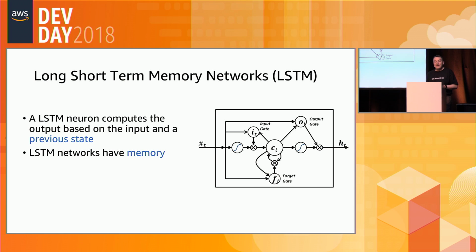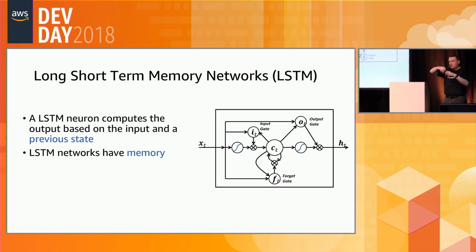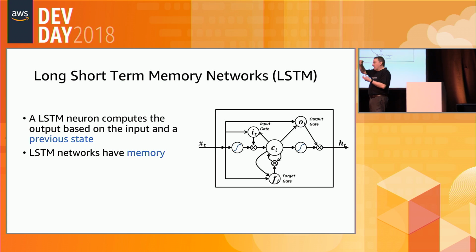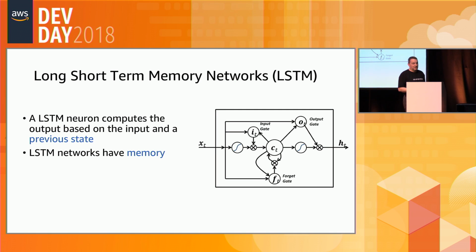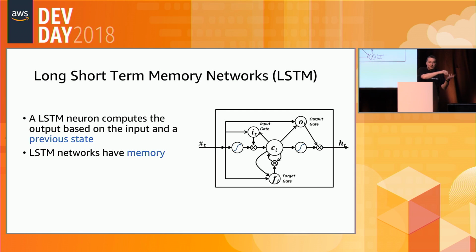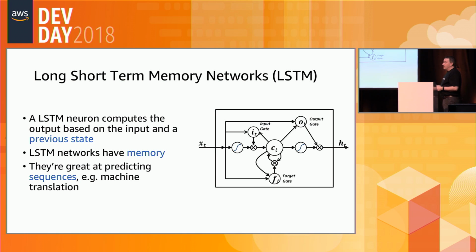So they have short-term memory because they remember a few things about the past predictions. And they're long because you chain those neurons together to predict sequences. So if you wanted to translate 25-word sentences, you would need to have 25 cells chained one to another. So they are long networks with short-term memory, right? Better name for it. So very good for machine translation, for example.